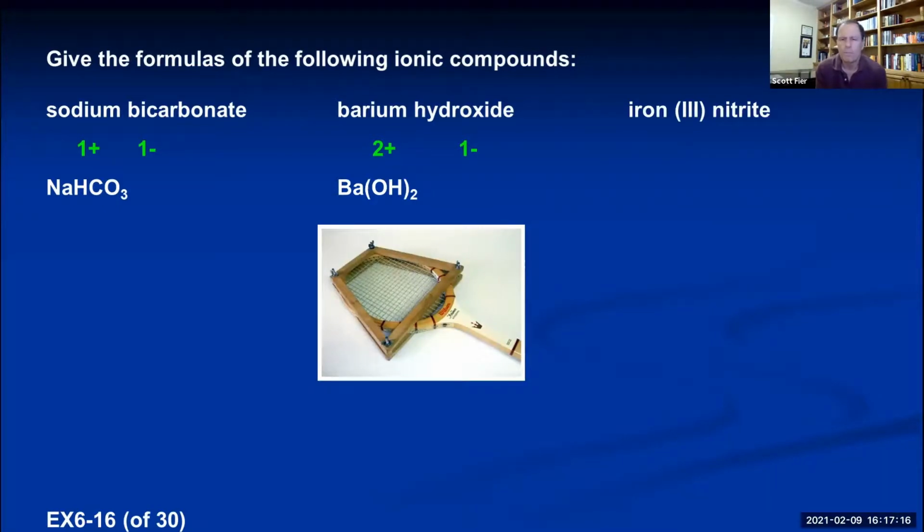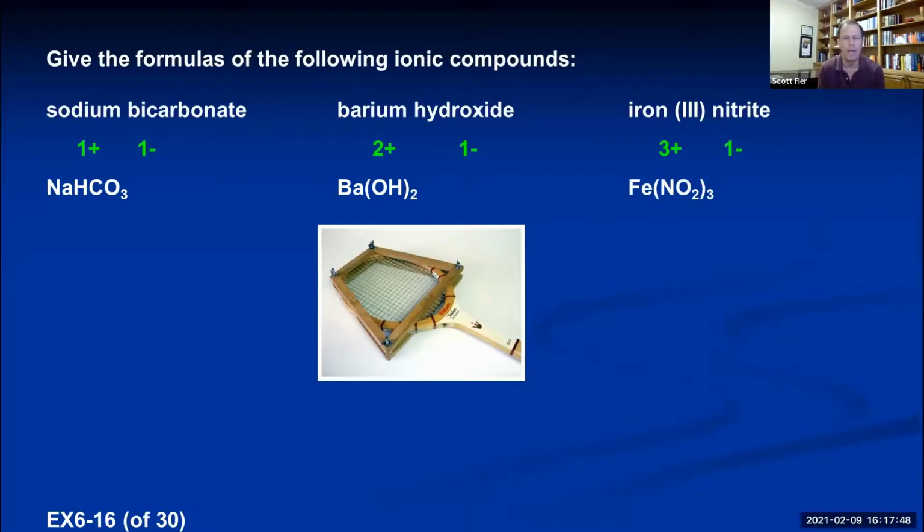Let's try this one. Iron 3 nitrite. The iron 3 ion has a positive 3 charge. The name is telling it to you. Nitrite's a polyatomic ion. On your list of polyatomic ions, we have nitrate listed as NO3 minus. Nitrite must be NO2 minus. So the charges here are +3 for iron, -1 for nitrite. So the only way to get a neutral compound is to have 3 nitrites. So because I need multiple numbers of the polyatomic ion, I will use parentheses.